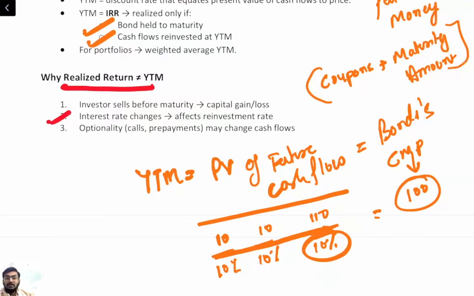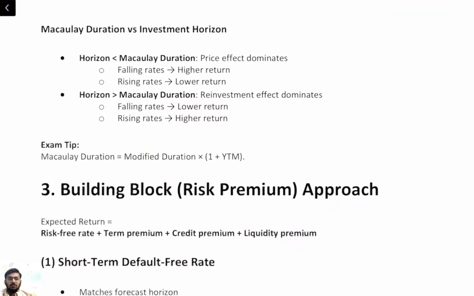Now there can be a third reason. Third reason is your options. Call option embedded bonds or put option embedded bonds. So that will also change your cash flows, because you know that if the interest rate decreases, the company will call the bond. If interest rate increases, you will use your put option right. Clear? Now just for the sake of your revision, how this horizon and Macaulay duration is going to impact your returns, I have just mentioned it over here. You can just give a thorough reading to it.